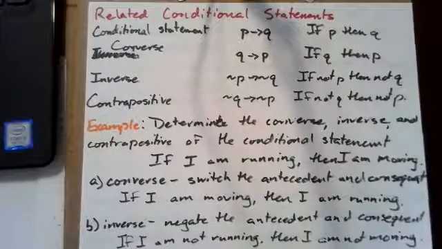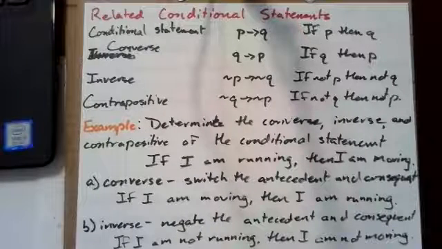As an example, we will determine the converse, inverse, and contrapositive of the conditional statement, if I am running, then I am moving. For the converse, we just switch the antecedent and consequent. If I am moving, then I am running. And I'm going to point out now, if I am running, then I am moving is definitely true. But if I am moving, then I am running is not necessarily true. I can be just waving my hands around. That's moving, but it's not running.